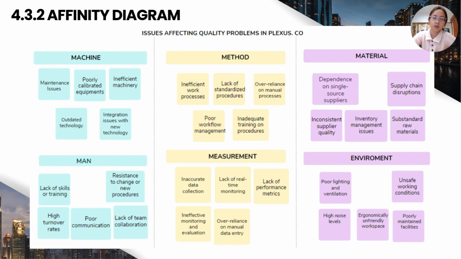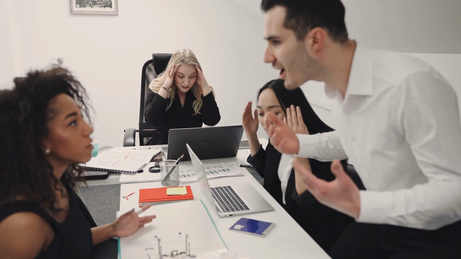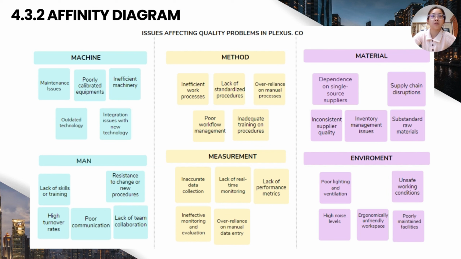For the human categories, which are lack of skill or training, resistant to change of new procedures, high turnover rates, poor communication, and lack of team collaboration. For the method categories, which are inefficient work process, lack of standardization procedures, over-reliance on manual process, poor workflow management, and inadequate training on procedures.